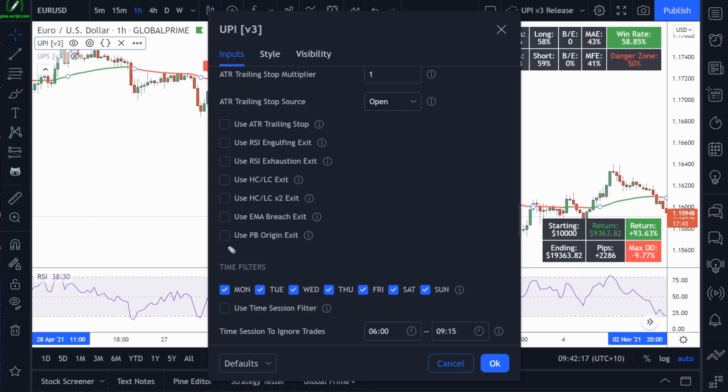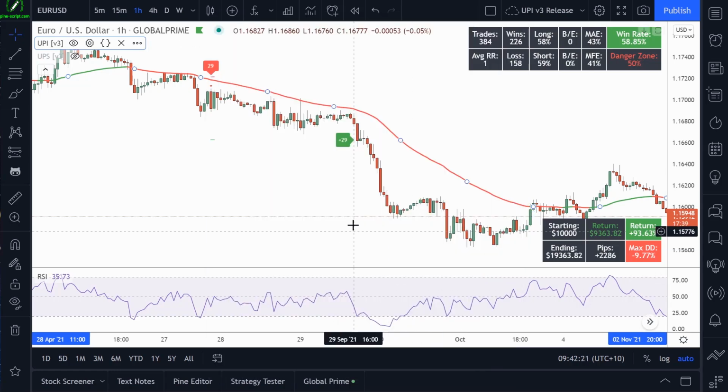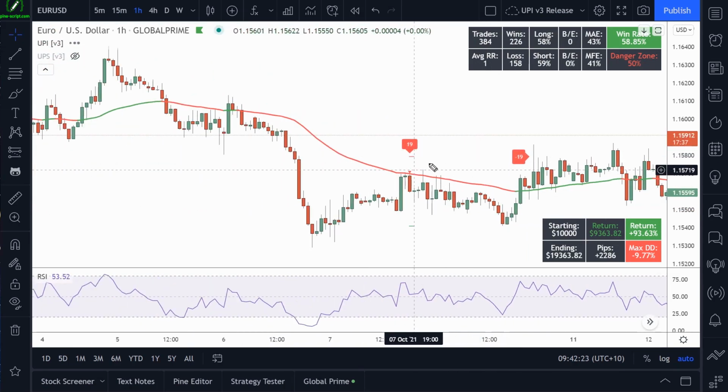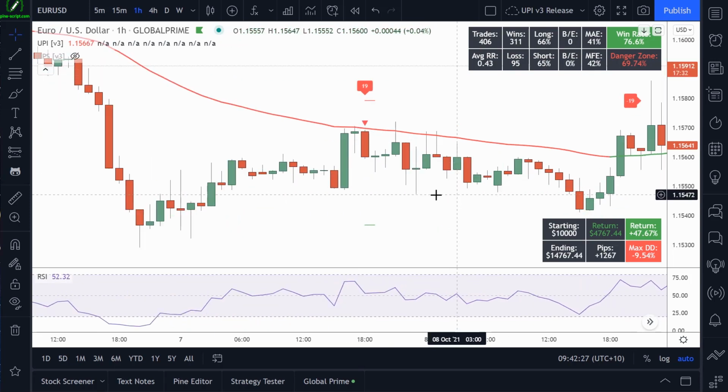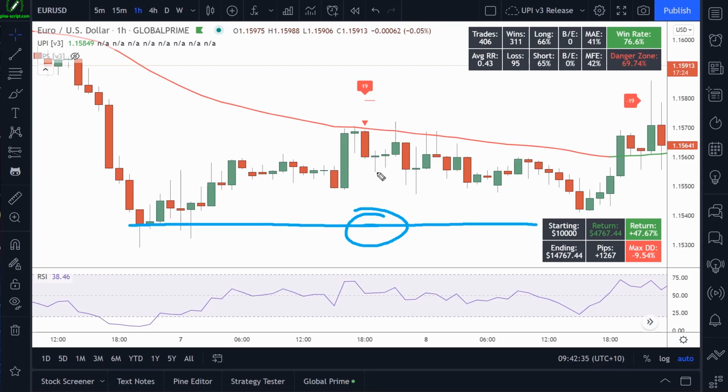And then the final exit reason here is use pullback origin exit. So if I turn that on and we zoom in on this trade here as a good example, I don't know if you noticed that, but if you look closely, you can see that our profit target has extended slightly. We are now placing our profit target at the bodies of the pullback origin. And so we have our 1 ATR stop as usual from our entry to our high. 1 ATR above that is our stop. And then our profit target is set at the pullback origin.